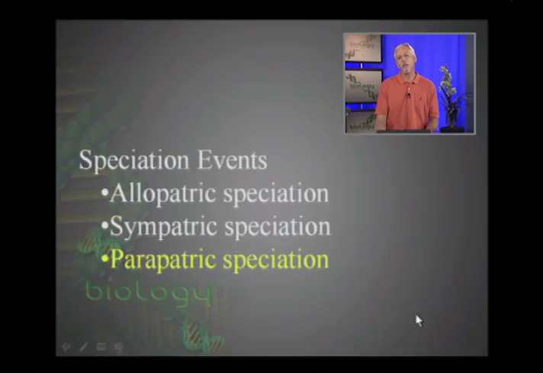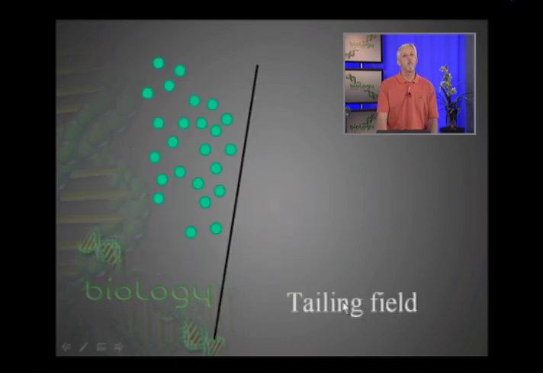And then the last type of speciation event that we observe, and again mostly in plants, although a few situations in animals, is what's known as parapatric speciation. The prefix para means next to, so this would be a country next to another country, if you will. And so one of the places where this has been observed is in what are known as tailing fields. Now, tailing fields are produced in mining operations. So in open pit mining, depending on what type of mineral we're interested in, but typically this would be something like silver or lead, other types as well.